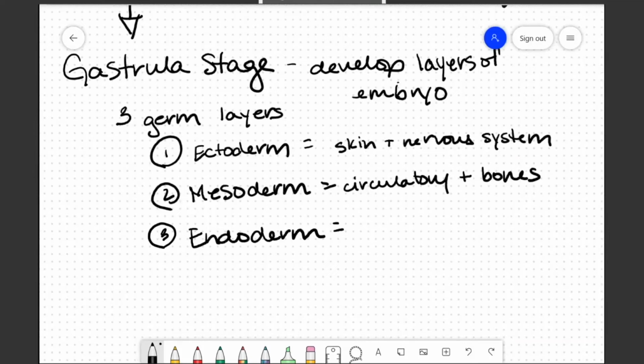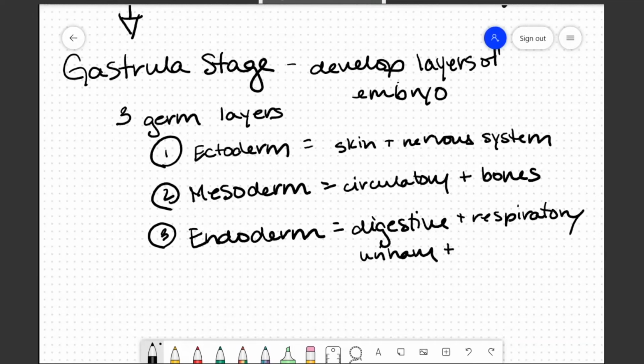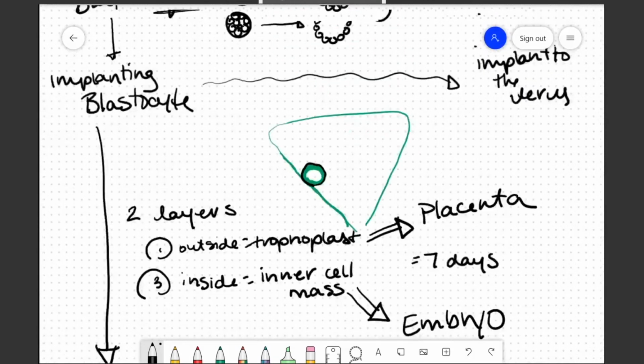The endoderm layer is going to be the most internal layer. So that will eventually become your internal systems of your digestive and your respiratory and urinary and reproductive and all of those other systems that are internal will come from this endoderm.